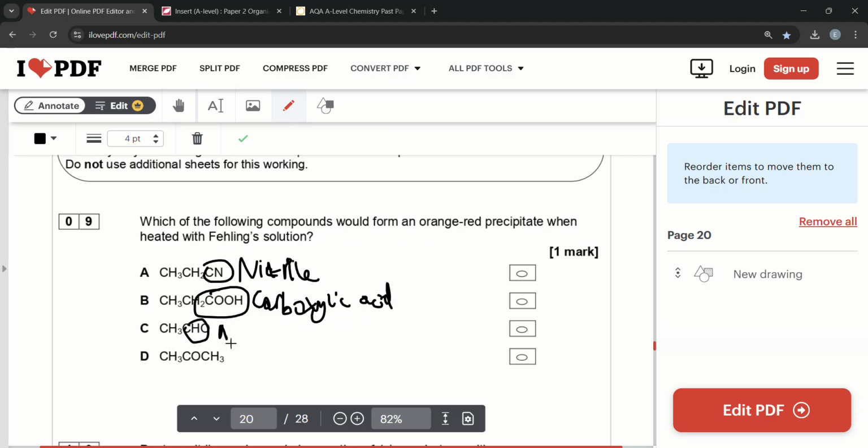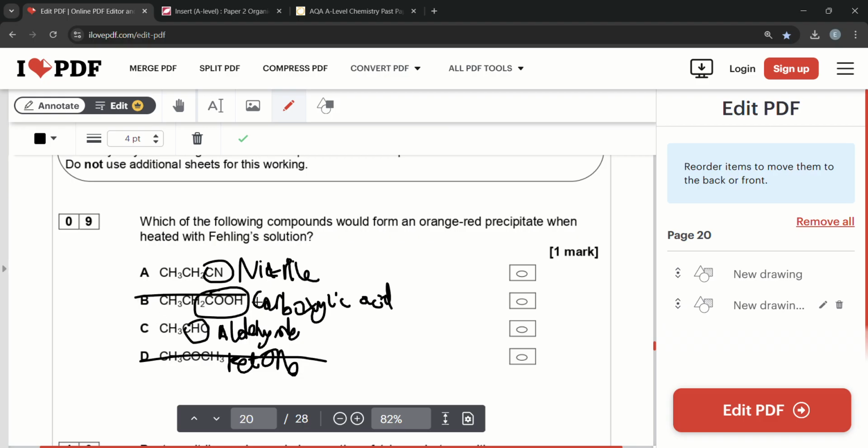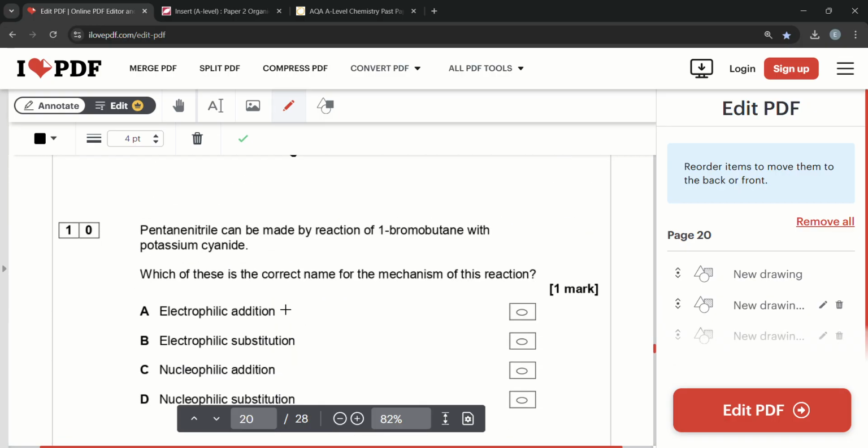That's an aldehyde. And that's a ketone. And this is just testing your knowledge on tests. And one key thing is that ketones don't react with Fehling's solution. Neither do carboxylic acids, neither do nitriles. So the answer is C, aldehydes. Question 10.